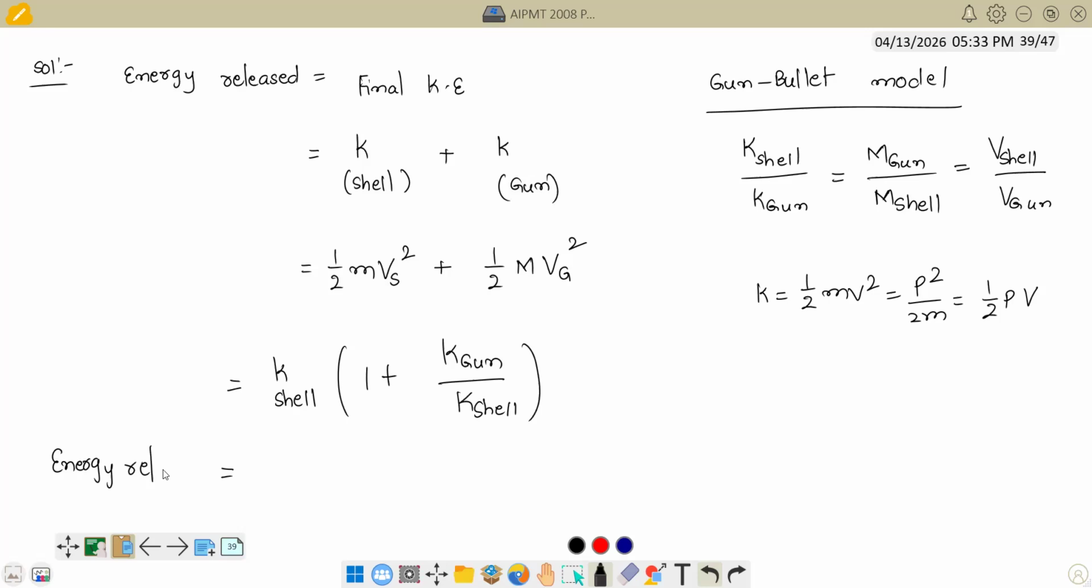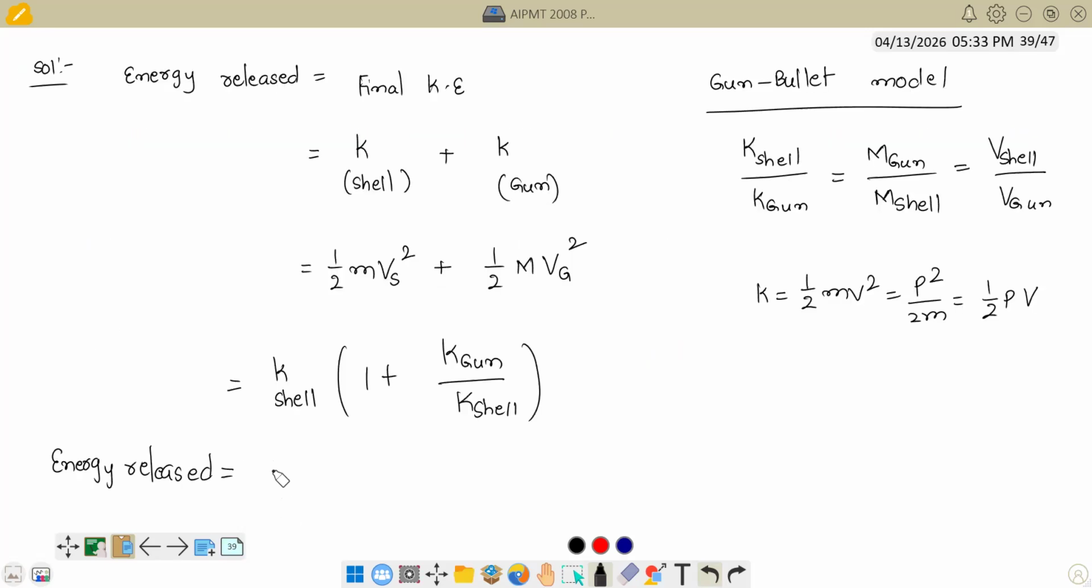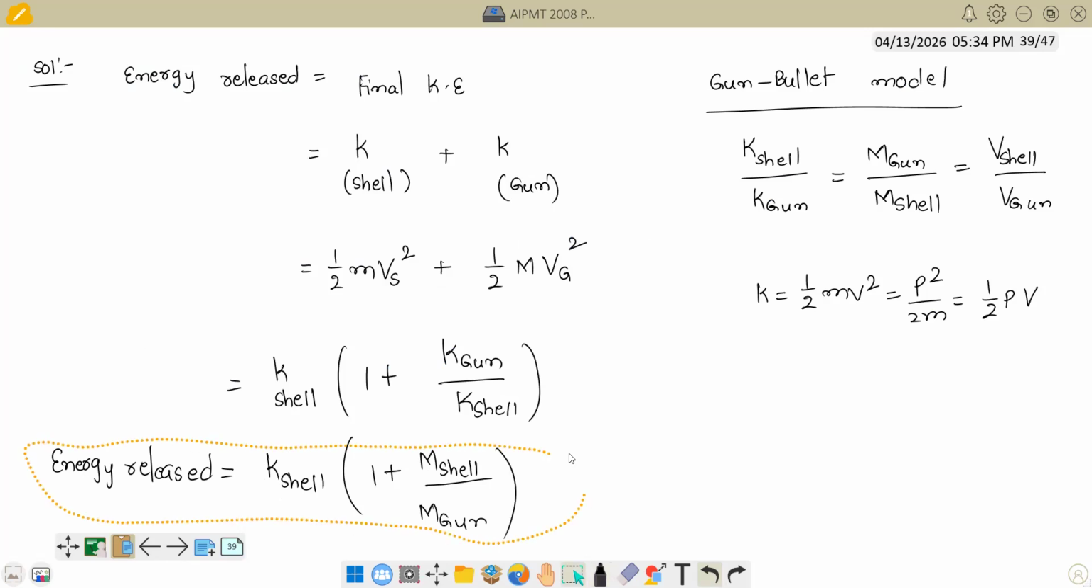Now the question is, why are we taking the K of shell as common? Because the question is asking us to find the initial velocity of the shell. So if I know the kinetic energy of the shell, I can find the initial velocity of the shell. So kinetic energy of the shell into 1 plus kinetic energy of the gun by kinetic energy of the shell would be mass of shell divided by mass of gun. So I'll take it to the next page and solve it. I hope till here the concept is clear to you.